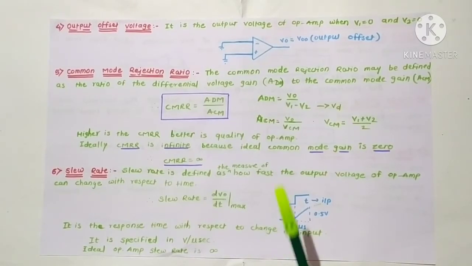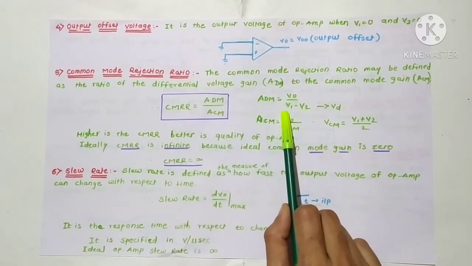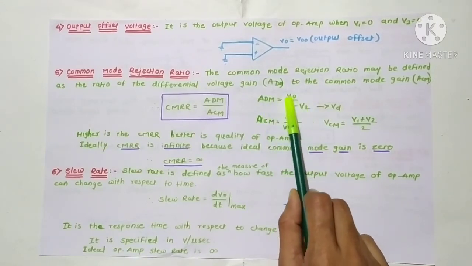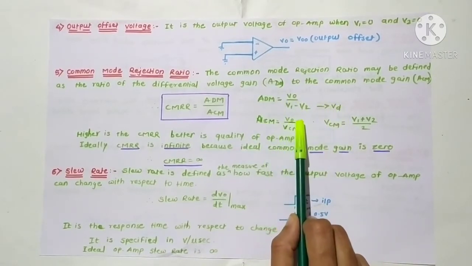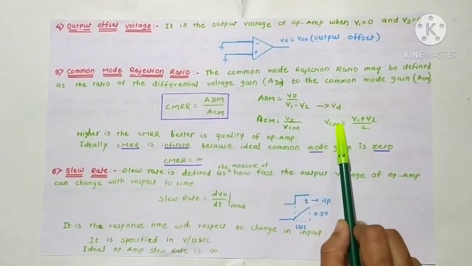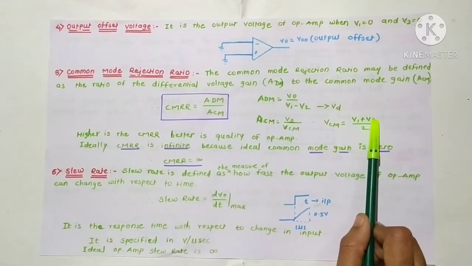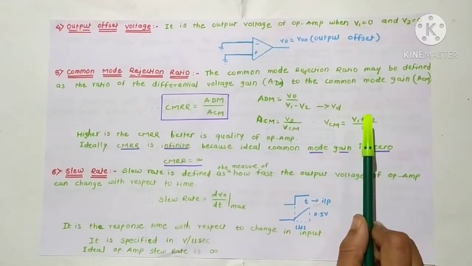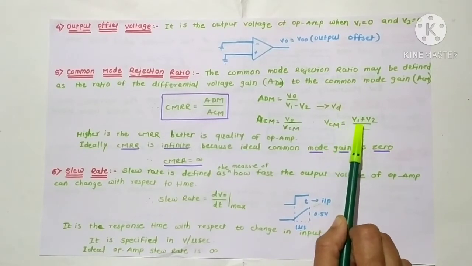In a differential amplifier, we know that the differential mode gain ADM is nothing but V0 upon V1 minus V2, and this V1 minus V2 is nothing but VD. While in common mode gain, it is V0 upon VCM, and this VCM is equal to V1 plus V2 upon 2. So simply we'll write VCM is equal to V1.